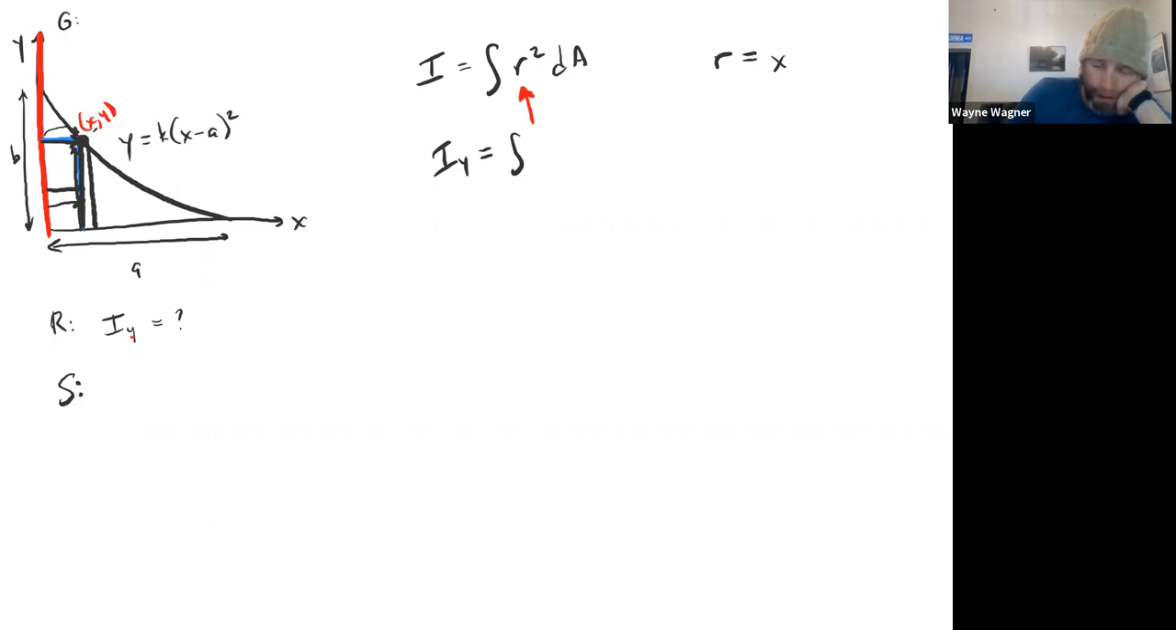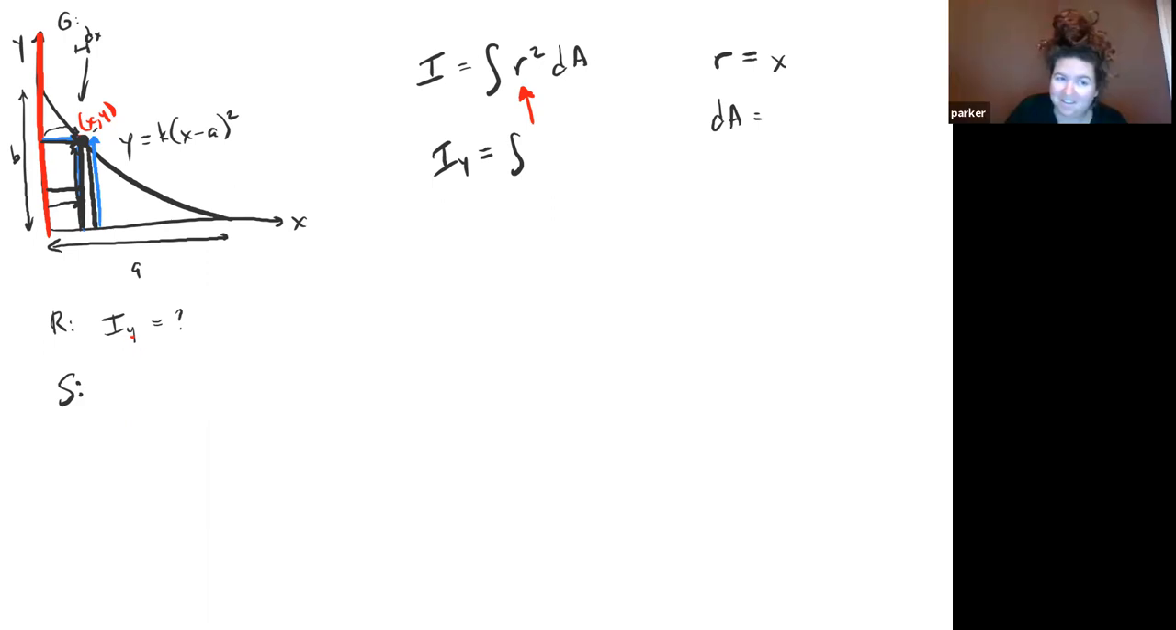Now we need dA. I need to figure out what that dA is. So here's my rectangle. It's got a base, which is dx, and it's got a height. Can we see the height? I'm looking for this height right here. What's that? Y, right, it's y. That's the height, and the width is dx.